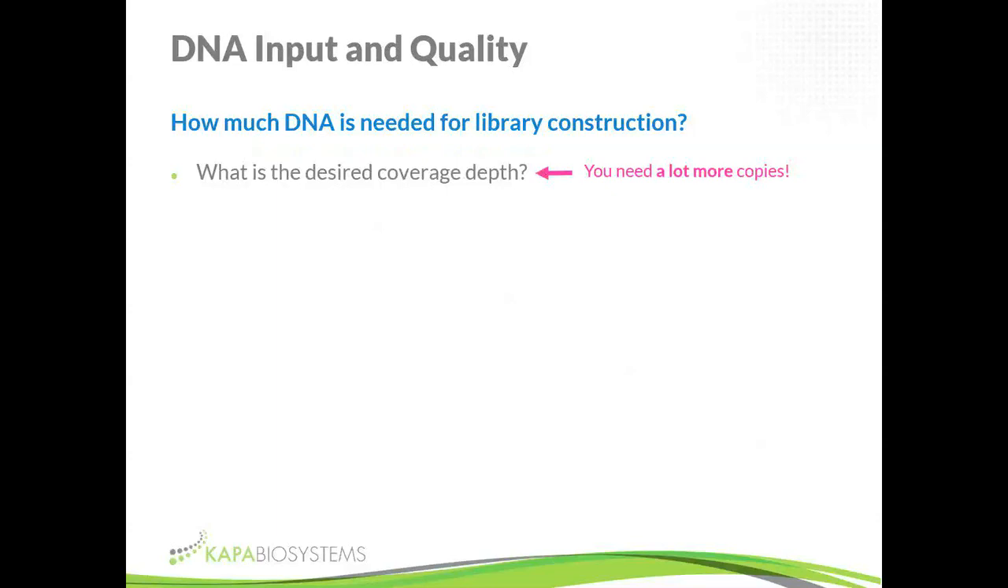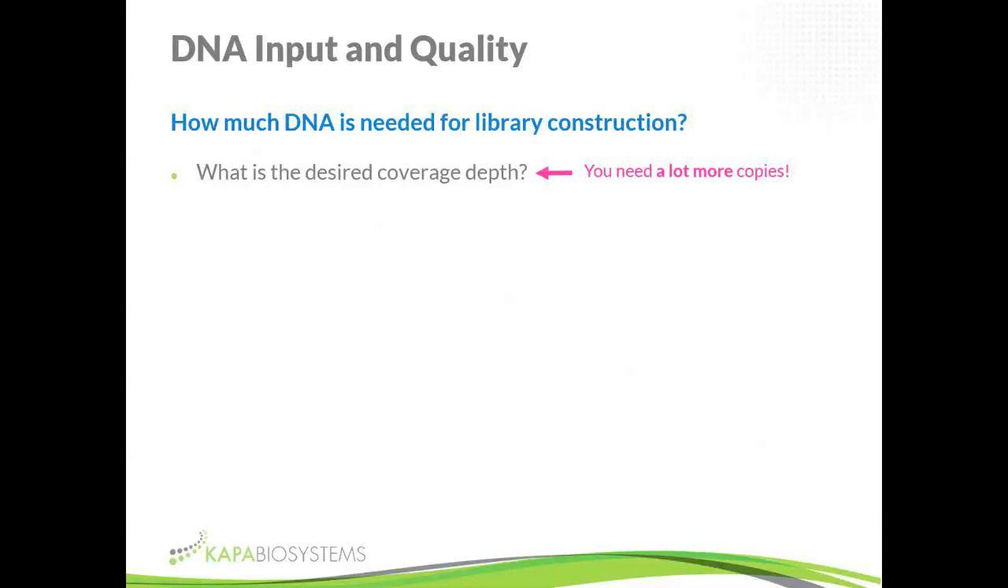In reality, you need thousands and thousands fold more than that, because you lose DNA during fragmentation, you lose DNA during the core library construction process, you lose a lot of DNA during cluster amplification, and then the sequencing reaction is not perfect either. So coverage depth is a place to start, but in reality you need a lot more than what your average coverage depth suggests.